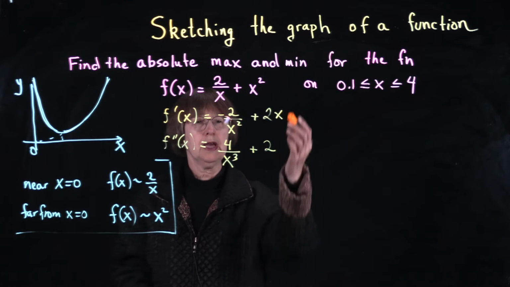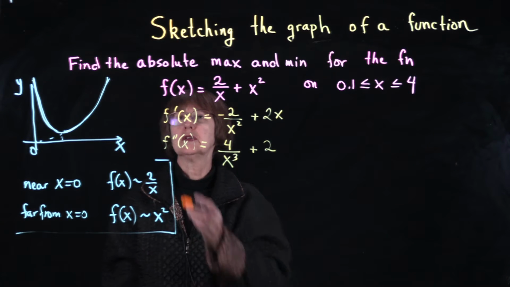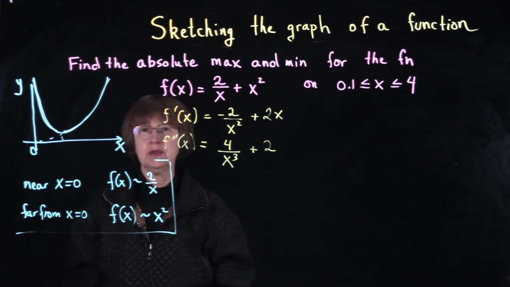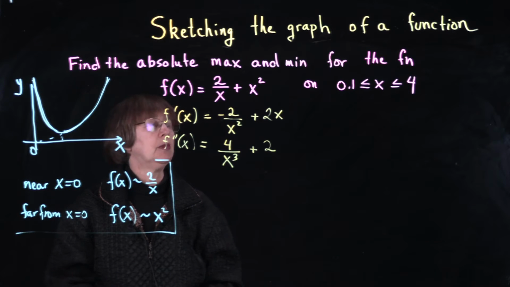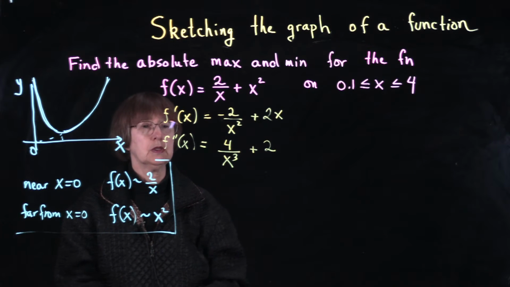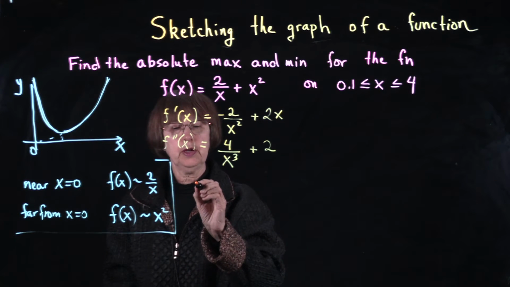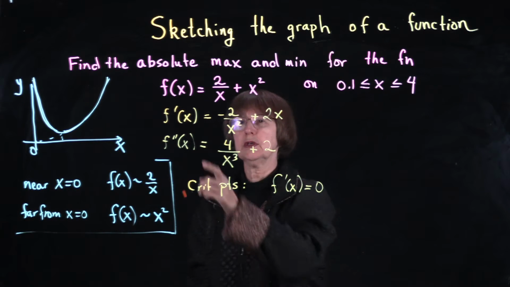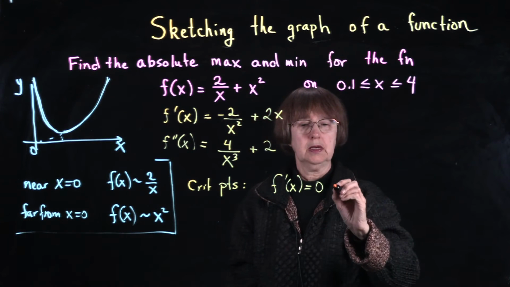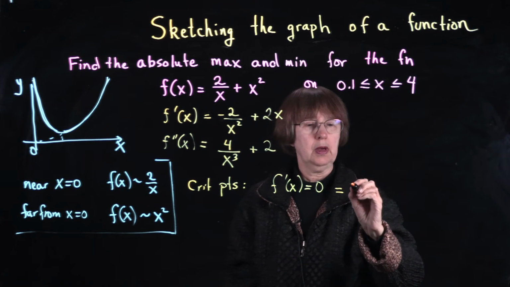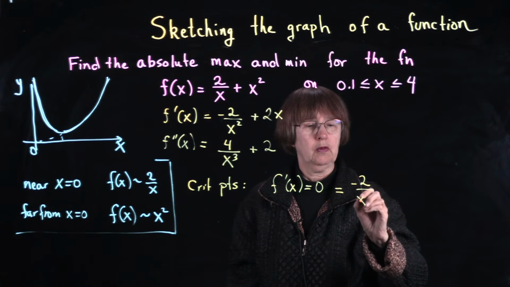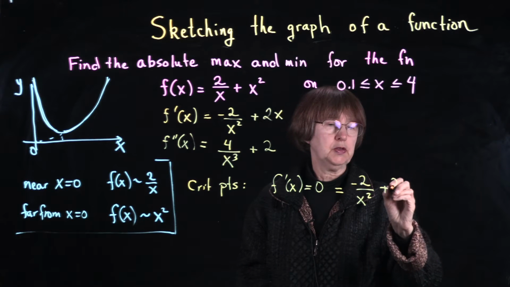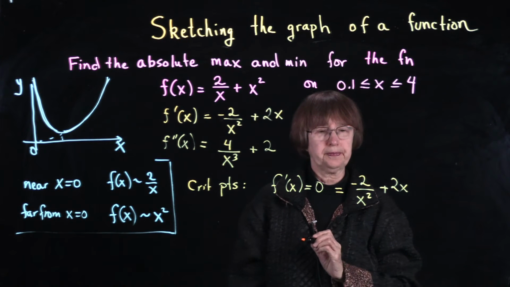Now let's use our calculus techniques to solve the problem of finding the absolute maximum and minimum for this given function. So let's first find the critical point. We have to solve the equation f prime x equals 0. Here's f prime x, so we're basically solving for minus 2 over x squared plus 2x equals 0.